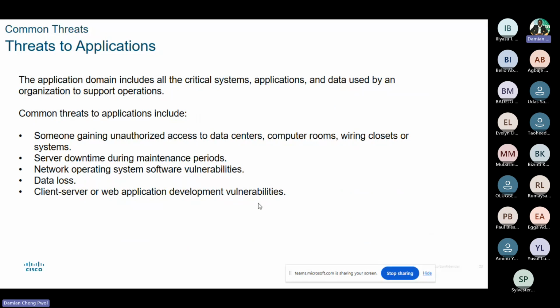Threats to applications. The application domain includes all the critical system applications and data used by organizations to support operations. So common threats to applications: someone gaining unauthorized access to a data center.